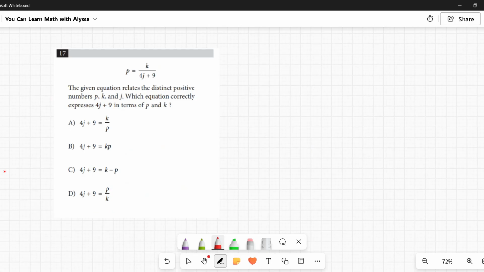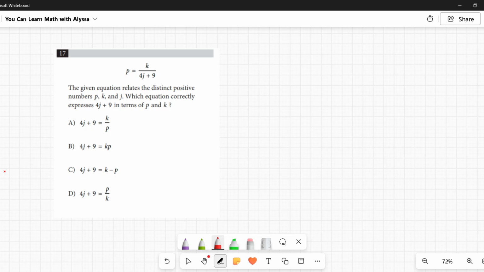17. P equals K over 4J plus 9. The given equation relates the distinct positive numbers P, K, and J. Which equation correctly expresses 4J plus 9 in terms of P and K?